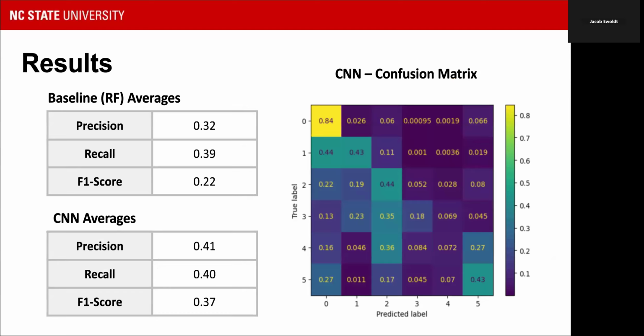For our results, our CNN outperformed the random forest baseline across all metrics, particularly in F1 score, improving from 0.22 to 0.37. The confusion matrix highlights that the model struggled most with classes 3 and 4, likely due to overlapping muscle activity patterns. While building and training the model, we tried many different avenues for optimization. However, all improvements capped out around 40% precision.